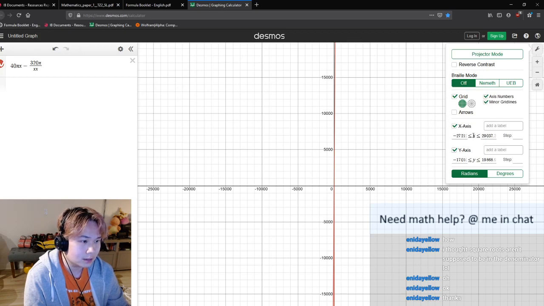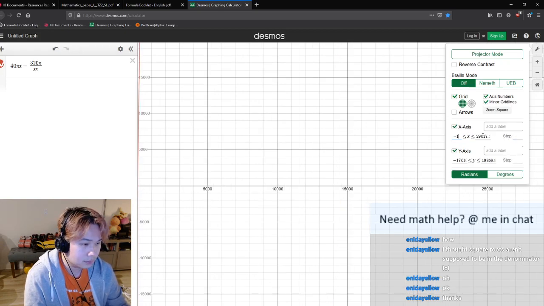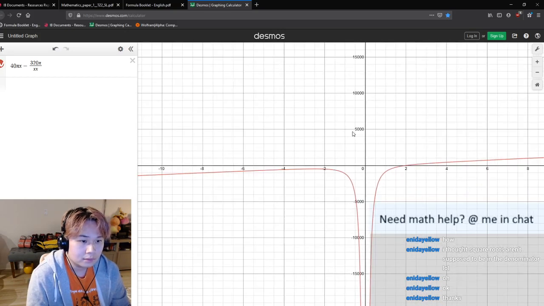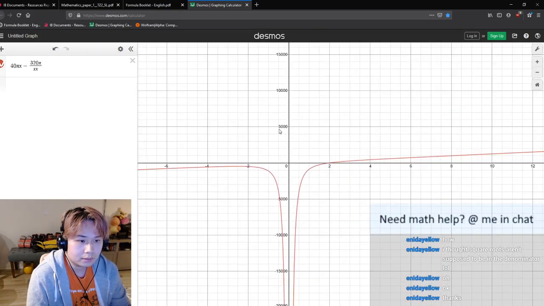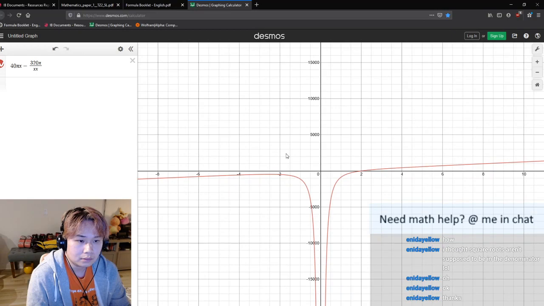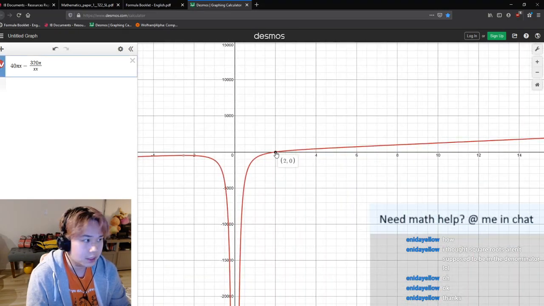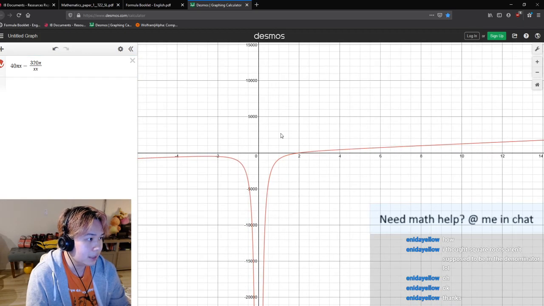Okay, let me change the window. There it is. Okay. So as you can see from the graph, my derivative is equal to 0 when the radius is 2.